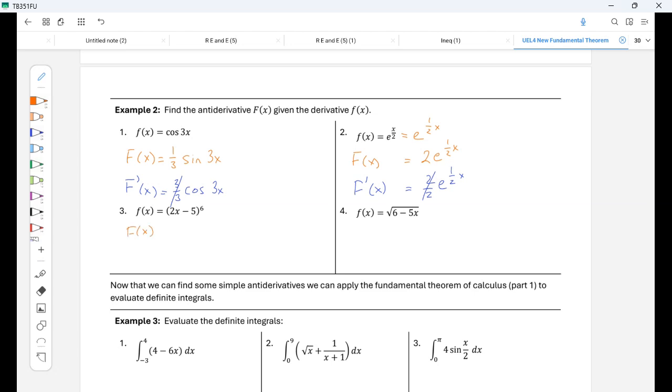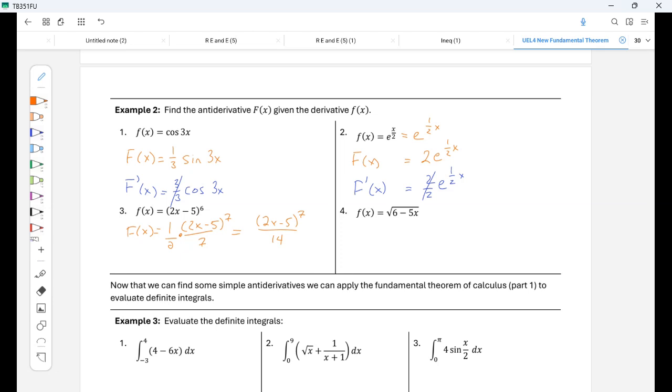No worries. Okay, so we're going to increase the power. So arguments never change. We have 2x minus 5 to the 7th power. We've got to divide by 7. But the linear chain rule says we also have to, if we were taking a derivative, we'd multiply by 2, divide by 2. So the whole thing gets multiplied by 1/2. Yep. So it is 2x minus 5 to the 7th power over 14.